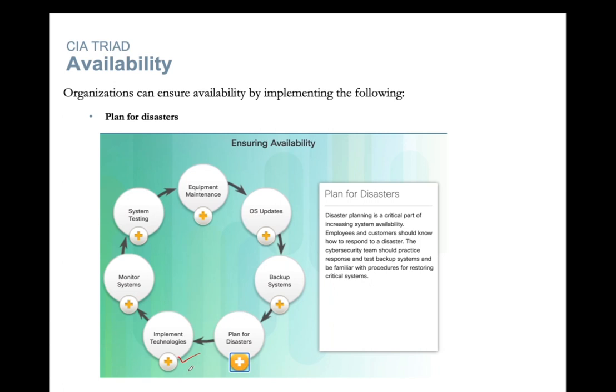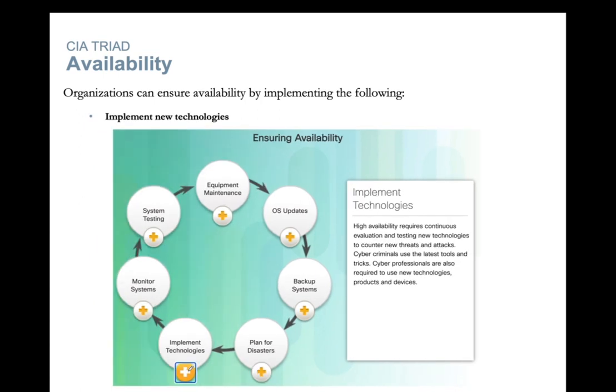The next one is to implement technologies. High availability requires continuous evaluation and testing of new technologies to counter new threats and attacks. Cyber criminals use the latest tools and tricks. Cyber professionals are also required to use new technologies, products, and devices.